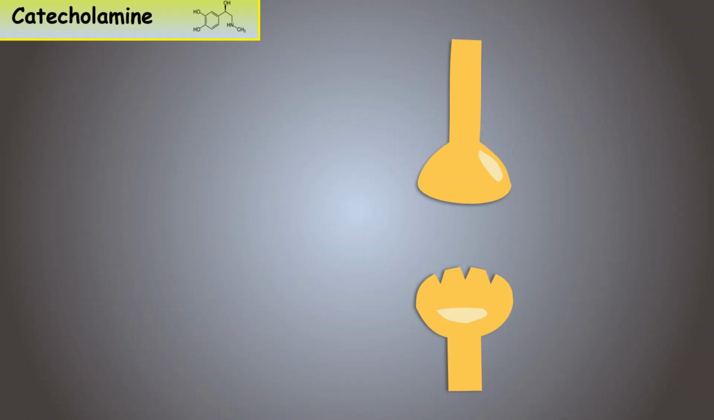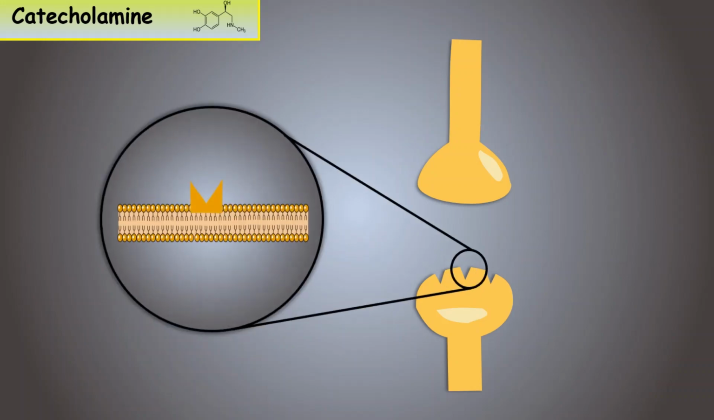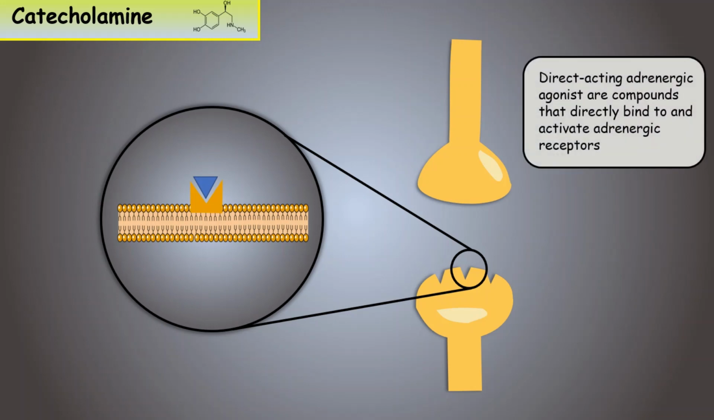Catecholamines are direct-acting adrenergic agonists. If you have heard about adrenergic receptors, direct-acting adrenergic agonists are compounds that directly bind to and activate adrenergic receptors. I do recommend you watch the previous video about adrenergic receptors if you haven't watched it. These compounds can display a high degree of specificity for particular adrenergic receptor subtypes.